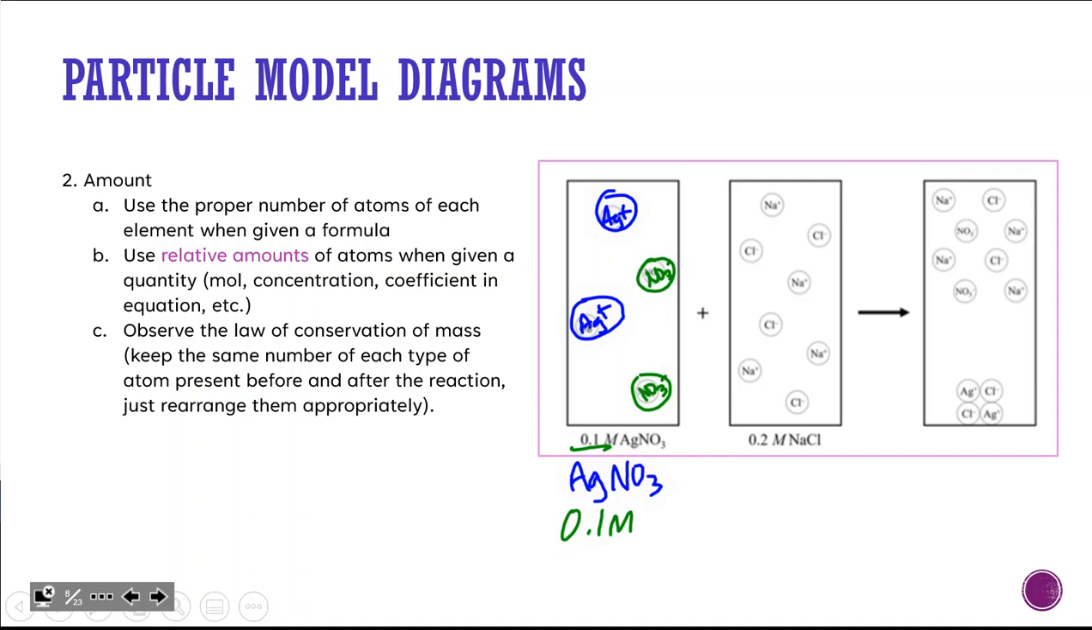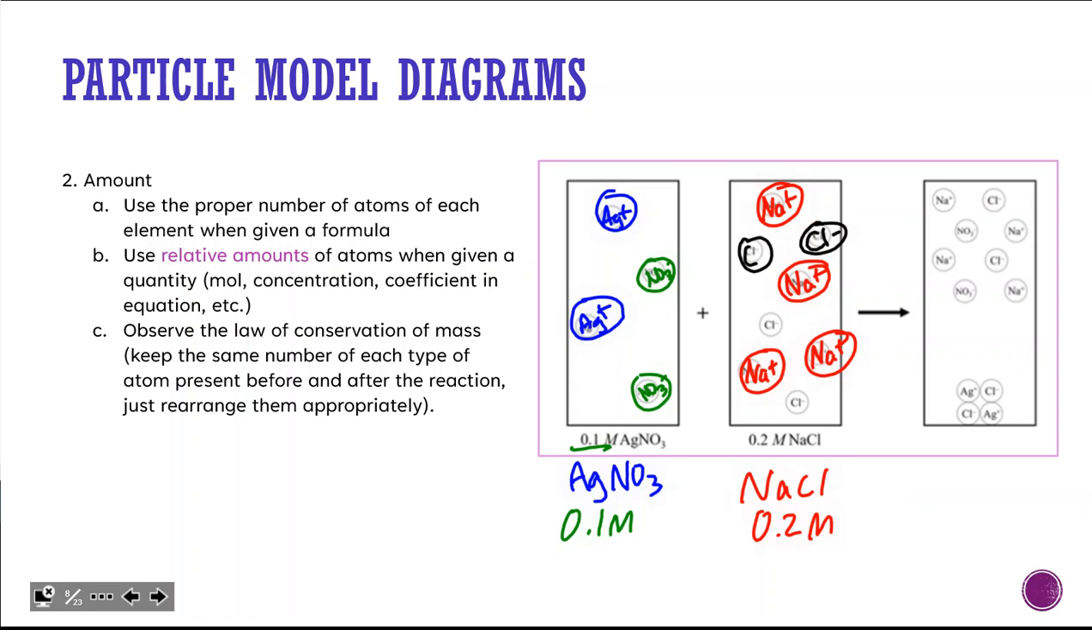Okay. And over here, this is the NaCl. This is 0.2 molar. Now, here are the Nas, 1, 2, 3, 4. So basically, if it's 0.2 molar, it's double the 0.1, where these Ags only have 2. The Nas over here, if it's 0.2, has 4. So it's doubled, represented that way. These are the chlorides if you can't see them very well. Drawing them back in here.